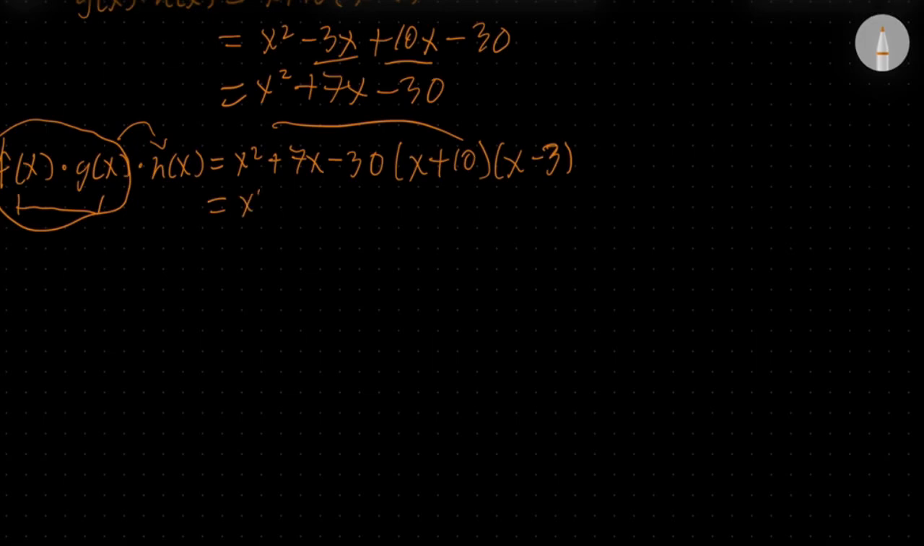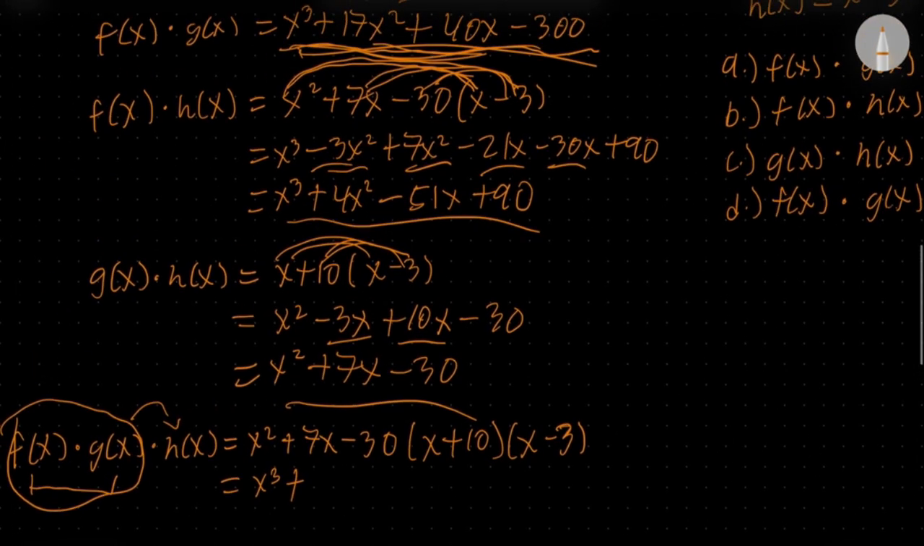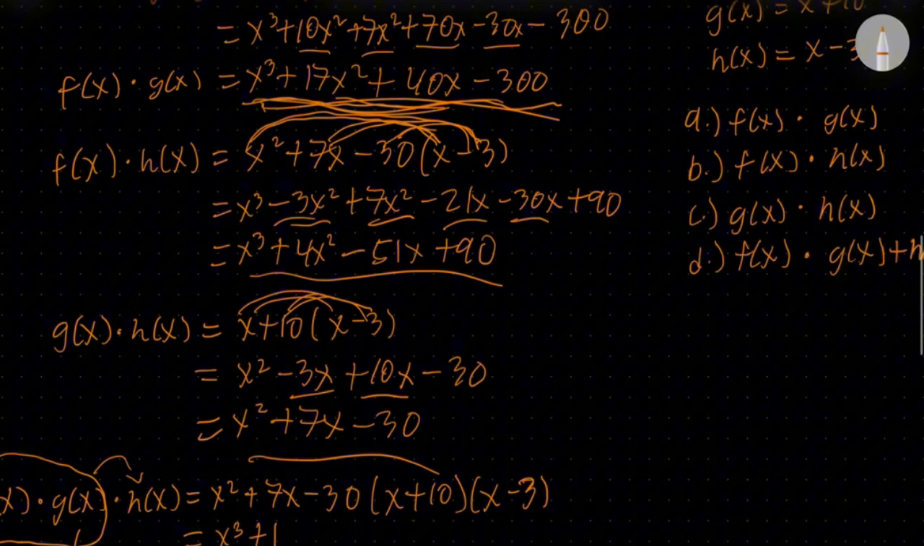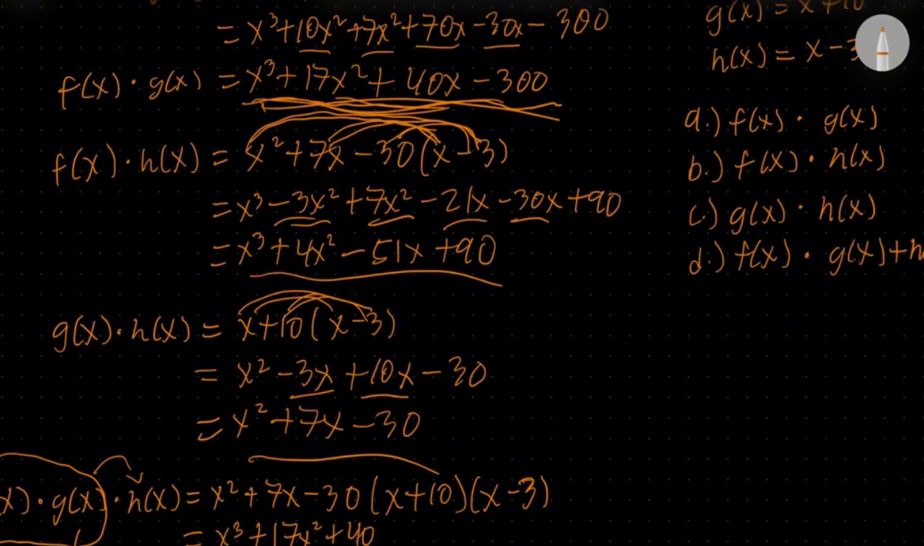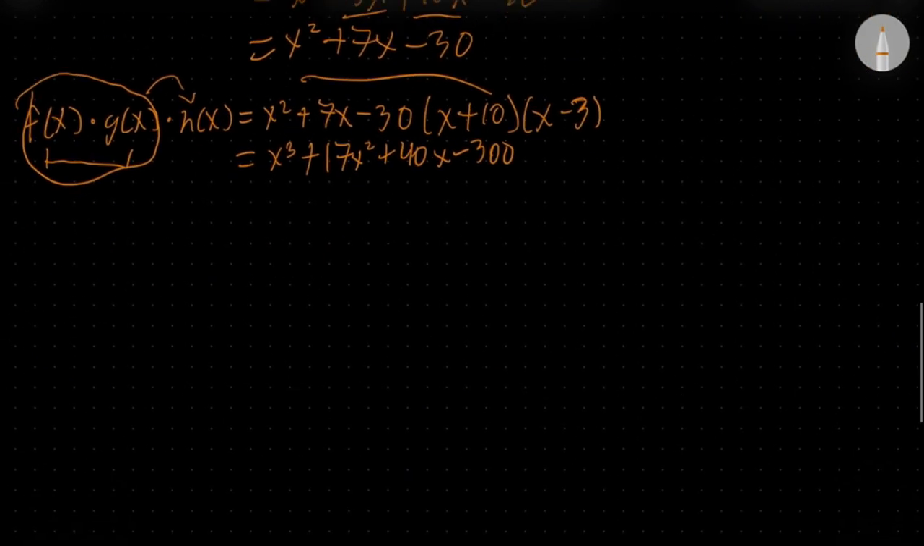We'll have x cubed plus 17x squared plus 40x minus 300 multiplied to x minus 3. Now let us multiply it. X cubed times x is x raised to the 4th power. X cubed times negative 3 is negative 3x cubed.